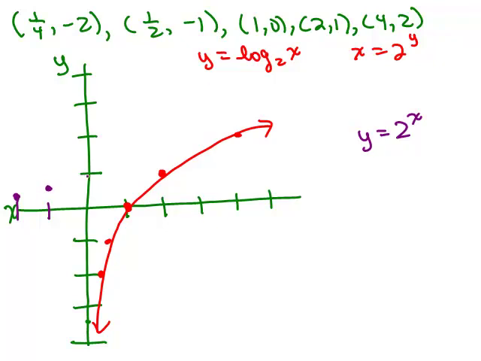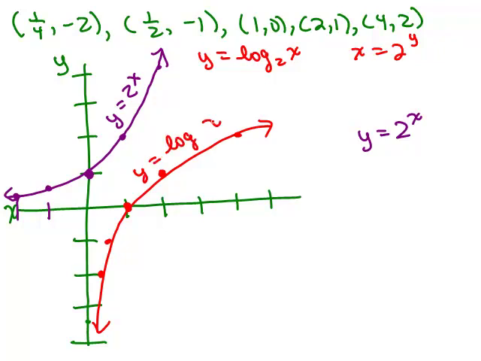I'd have 0, 1. I'd have 1, 2. And 2, 4. So anytime you're doing inverses, that's another way of getting it. You would just switch all the x and y ordered pairs. So this is y equals 2 to the x, and then in red is its inverse function, y equals log of x base 2. And so that's how you could graph any log function.